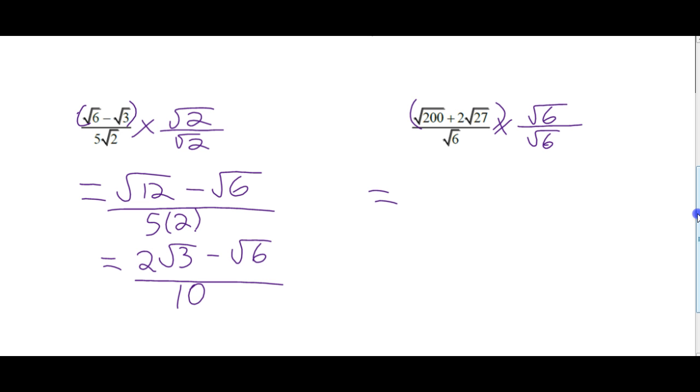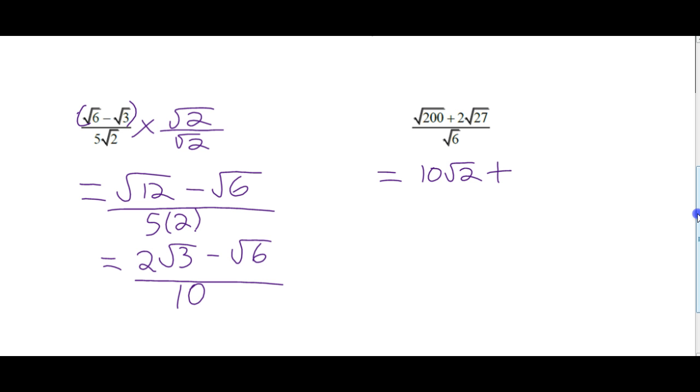Okay, same deal, root 200. Now if you want, you could simplify that first. Okay, so do you want to do that? Should we do it? Because root 27, root 200. Why don't we do those first? What's the root of 200? 10 root 2, right? What goes into 200? 100. 100 into 200 is 2. I get 10 root 2.